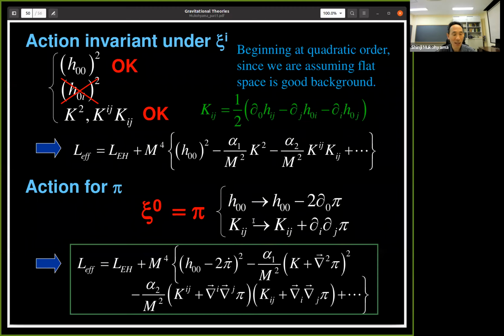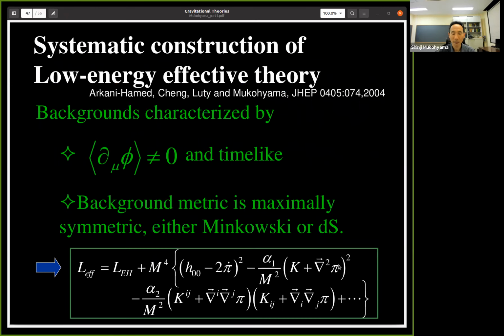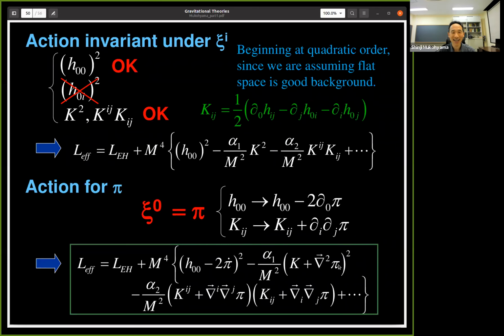It's also easy to show that the K_ij defined in this way transforms like this. So by plugging this into here, we get this. By plugging this into here and here, we get this and this. This is how we got this action. Very simple and universal. We cannot change anything here. This is completely universal. As far as the symmetry breaking pattern is the same, you get this.